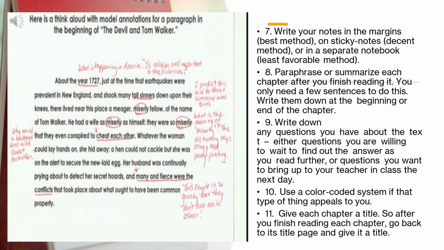Okay, then the last one is give each chapter a title. After you finish reading each chapter, go back to its title page and give it a title. That's the last strategy suggested by Acevedo. It's kind of the same with what I told you on number 8, that you make a title, or you are summarizing the paragraph or the chapter by having a subtitle for it. Or a summarization in the form of a title.